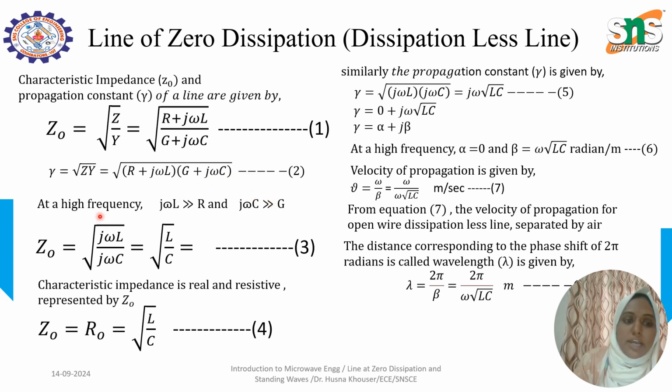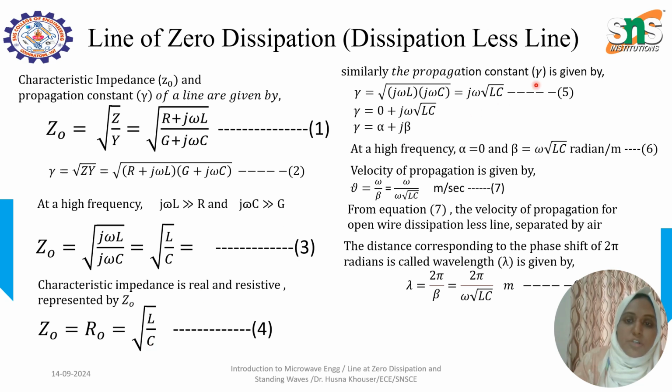We know that at high frequency the resistance and conductance will be very small. So j omega L will be greater than R, and j omega C will be greater than G. So we assume R and G become 0. So Z naught is equal to root of j omega L divided by j omega C. The j will get cancelled, so we get the characteristic impedance as purely real and resistive, that is root of L by C.